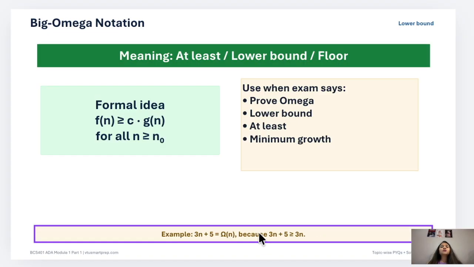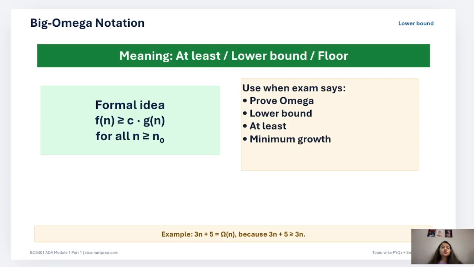So let's move to the next notation, which is big omega notation. It is going to give you the lower bound. The simple meaning for omega is at least. For big O, I said you can remember it as a roof. Omega is nothing but your floor, right? Or you can just remember it as at least.